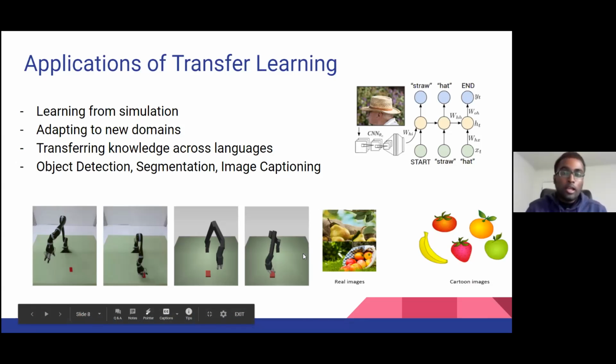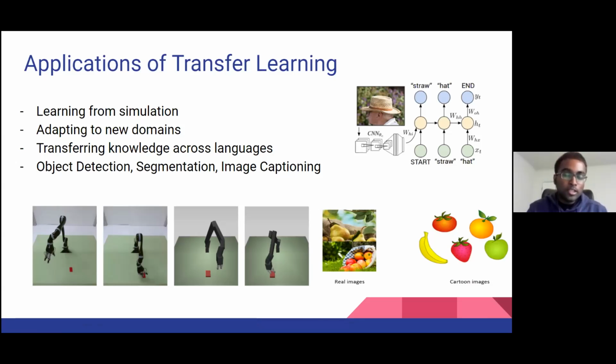That is for now. Let's see the applications of transfer learning. As I said earlier, transfer learning is used in many places. Some of the reasons why it's used are, for example, learning from simulation. If you take the example of self-driving cars, it's time-consuming, expensive, and even risky to collect real-world data. So in that case, to allow the models to learn faster, simulations are used.